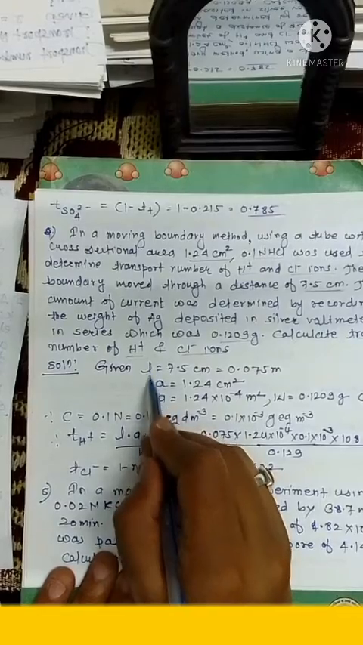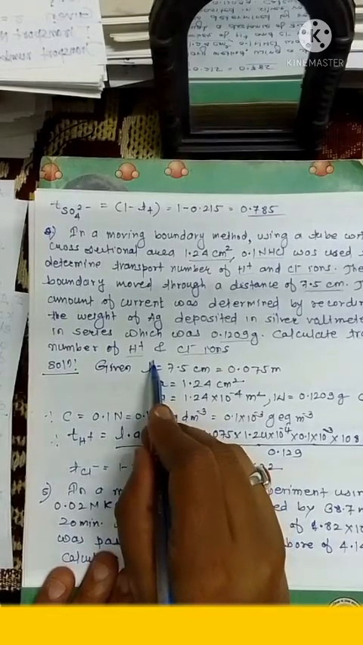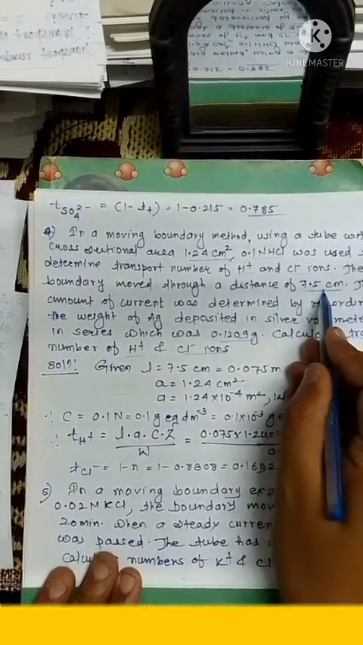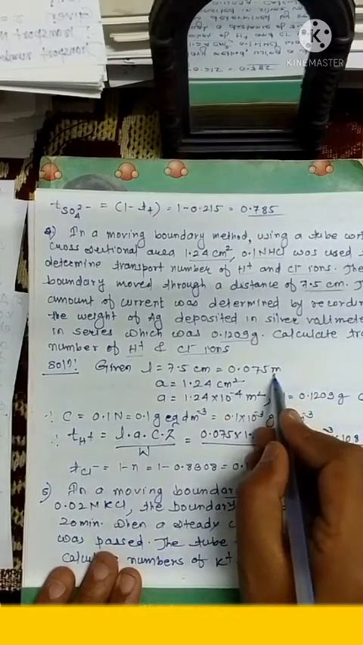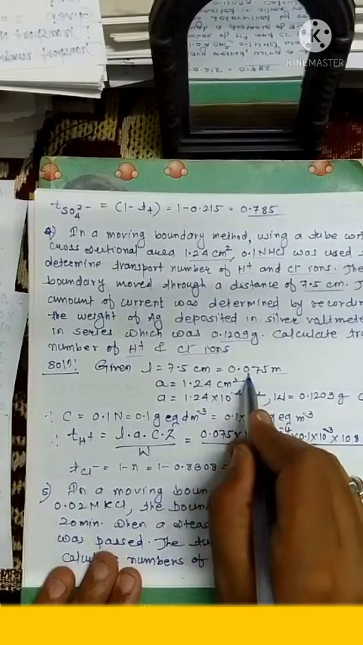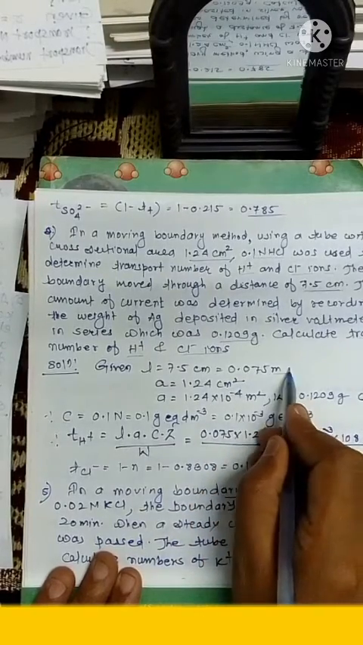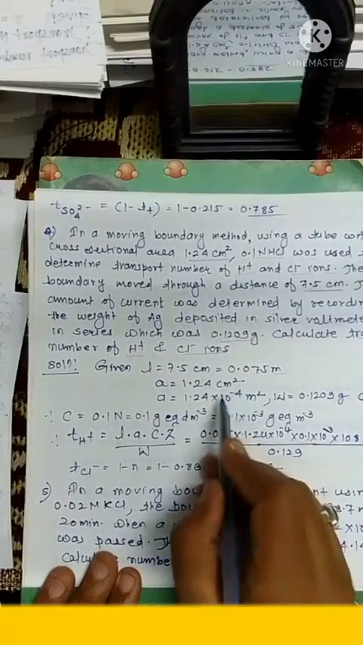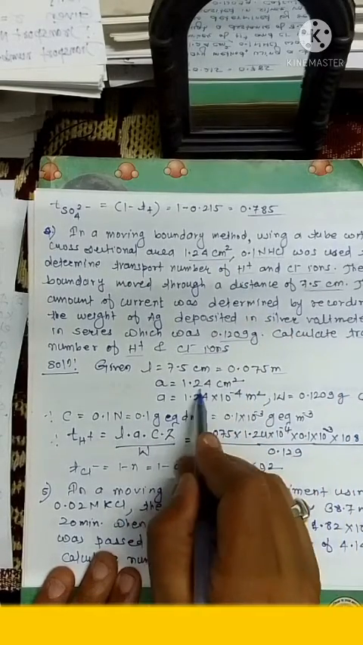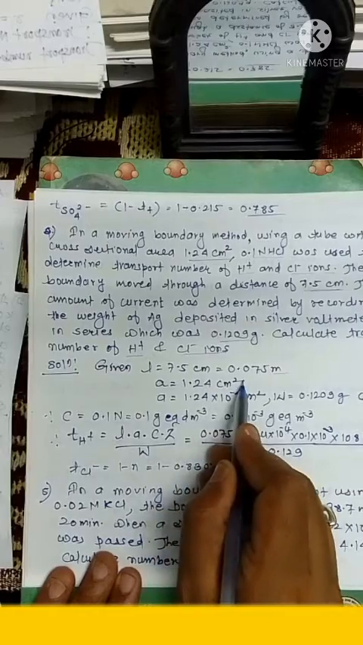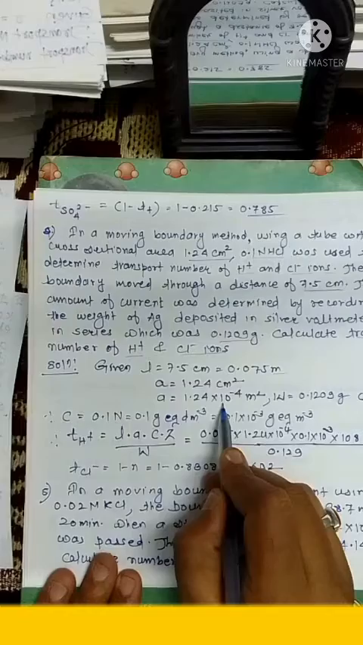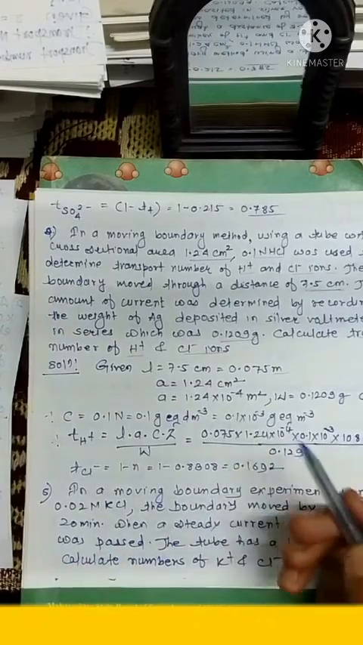So the length L is given, that is 7.5 centimeter. Convert this into meter, so it is equal to 0.075 meter. Cross-sectional area is given in centimeter square, so A is equal to 1.24 cm². Convert it into meter square by multiplying it with 10^-4.